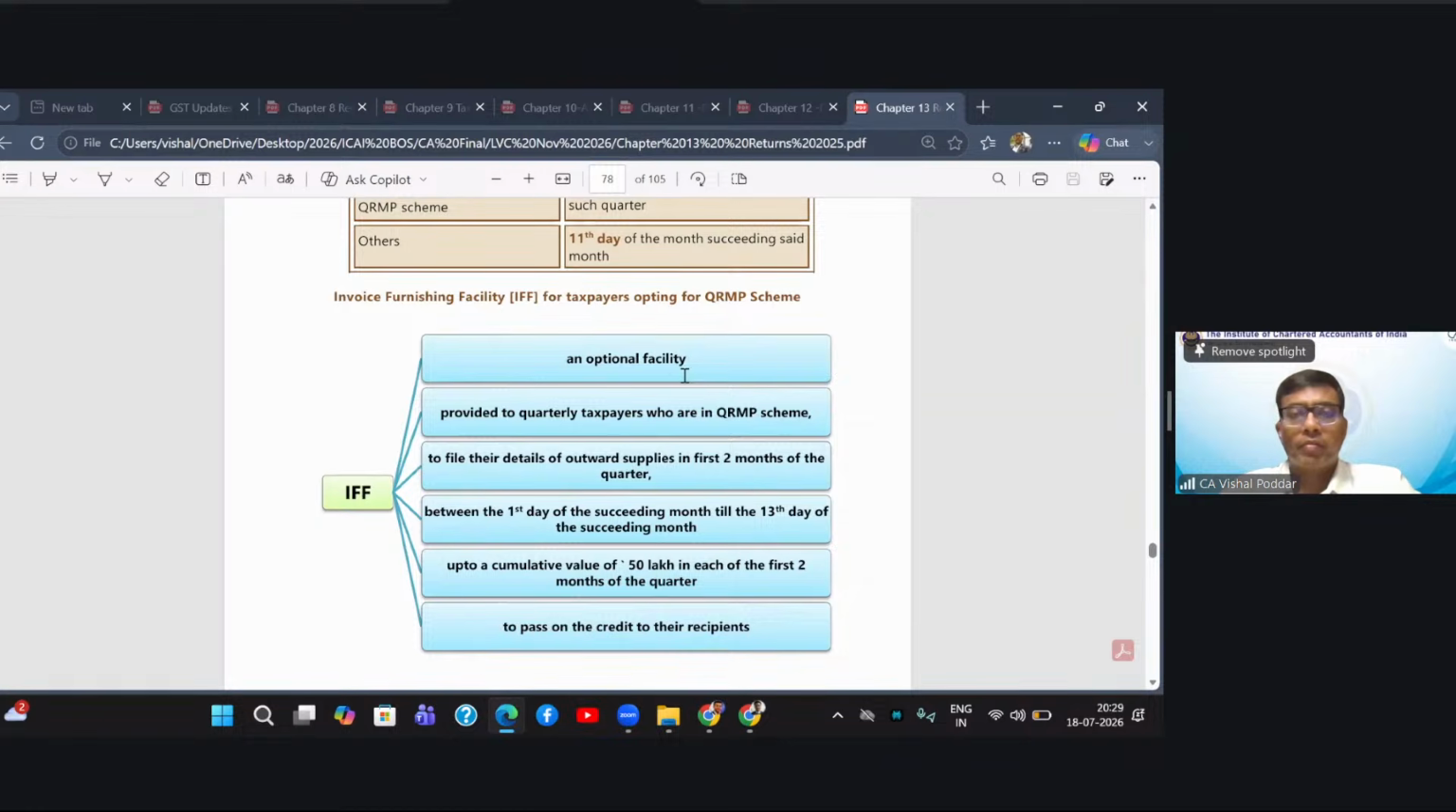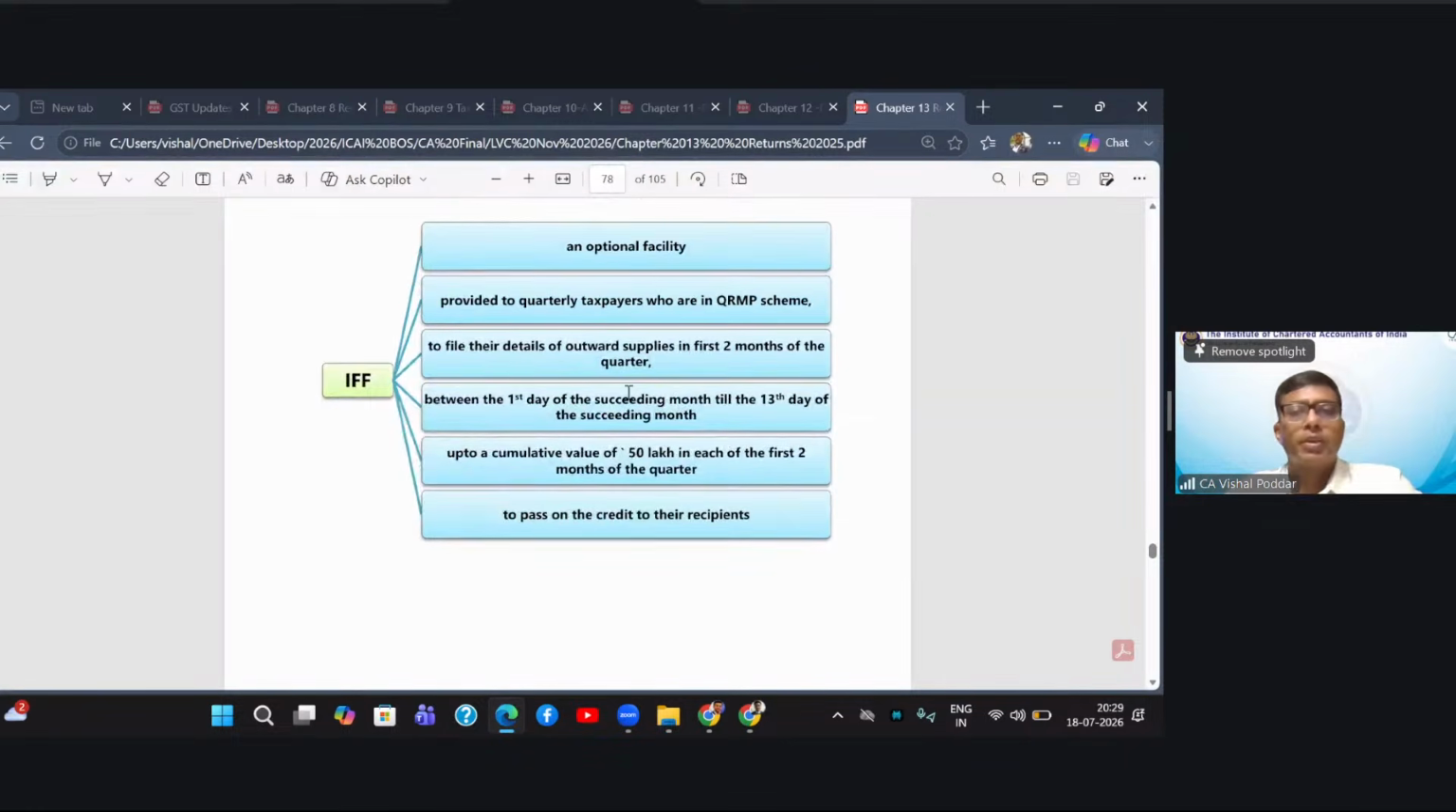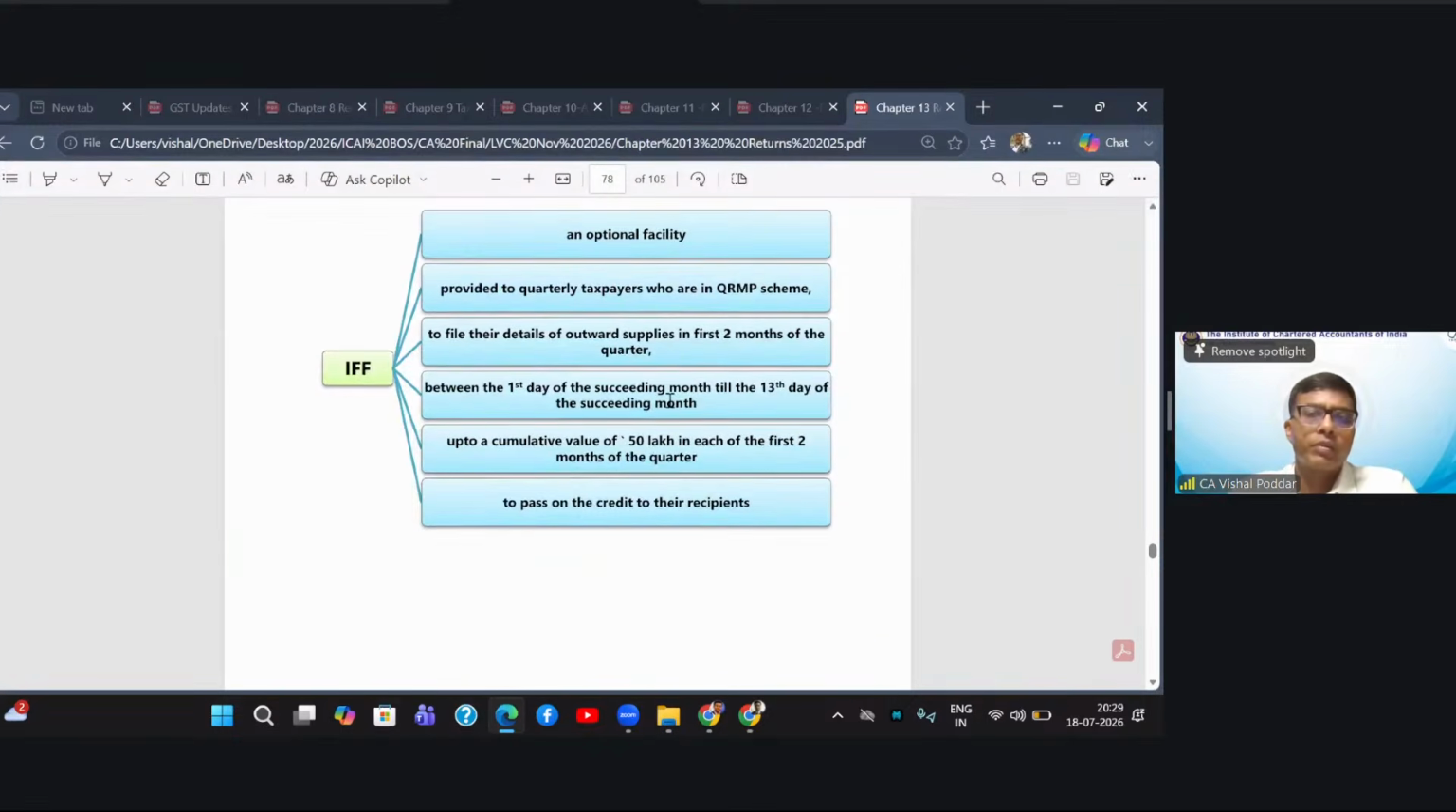So this IFF is an optional facility provided to the quarterly taxpayers who are under QRMP. You can file the details of outward supply in the first 2 months of the quarter, between the first day after the end of the month up to the 13th day. You can upload invoices up to a maximum cumulative value of 50 lakhs in each of the first 2 months.